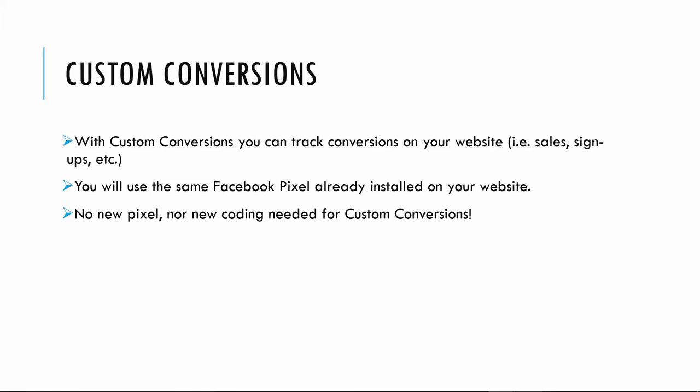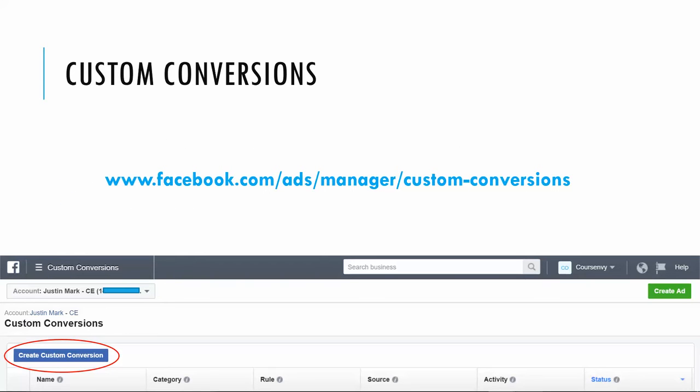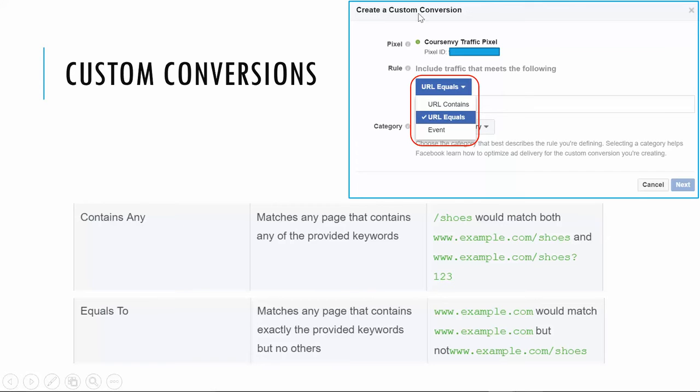So let's look at an example of this. So let's go to facebook.com/ads/manager/custom-conversions. On this page, click Create Custom Conversion. So first we need to create what that conversion is. So this is my general course traffic, but we need to create a rule. What does this traffic include that makes it a conversion? So URL equals, here I could type coursenv.com/thanks. So I know someone has gotten to my checkout page because I know that's my URL for a checkout.